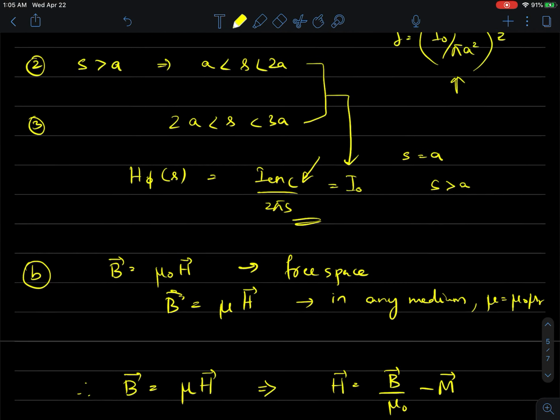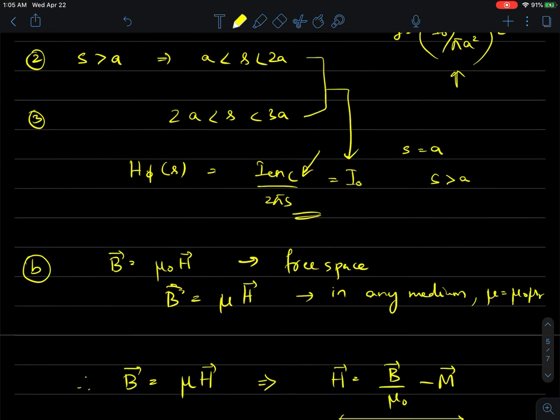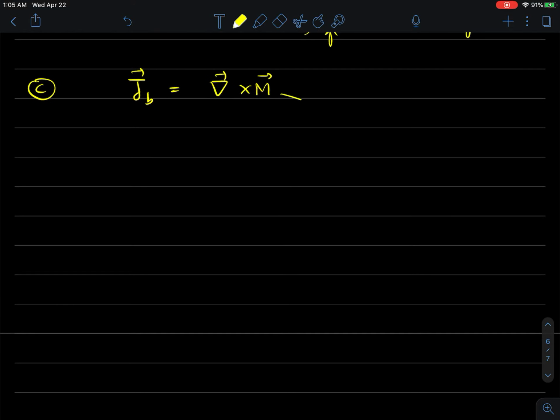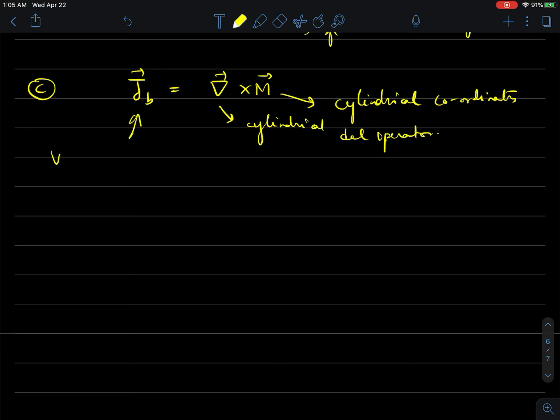Just a word of caution when you're solving this problem: the entire problem is in cylindrical coordinates, so you will obtain this value also in cylindrical coordinates. Okay, so use del again as cylindrical del. Do not use the Cartesian del and get lost along the way. Use the cylindrical del operator, and obtain the volume magnetization current.